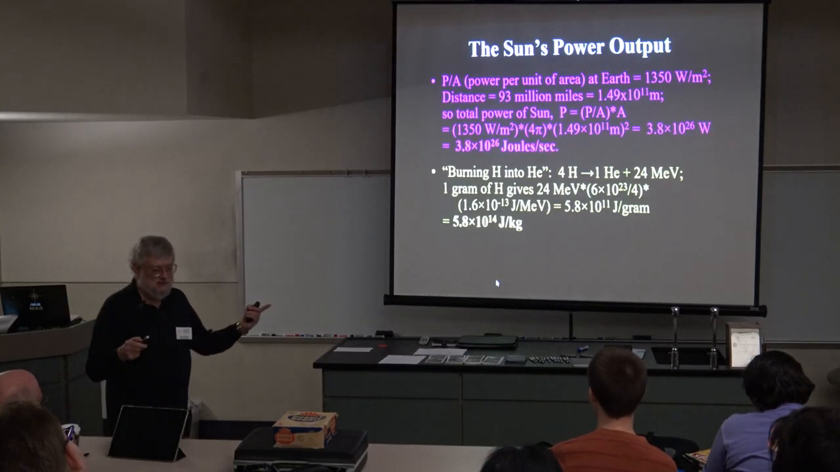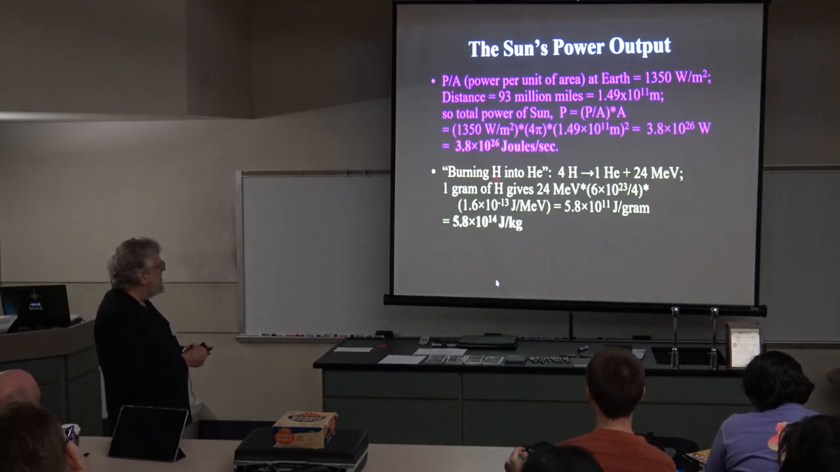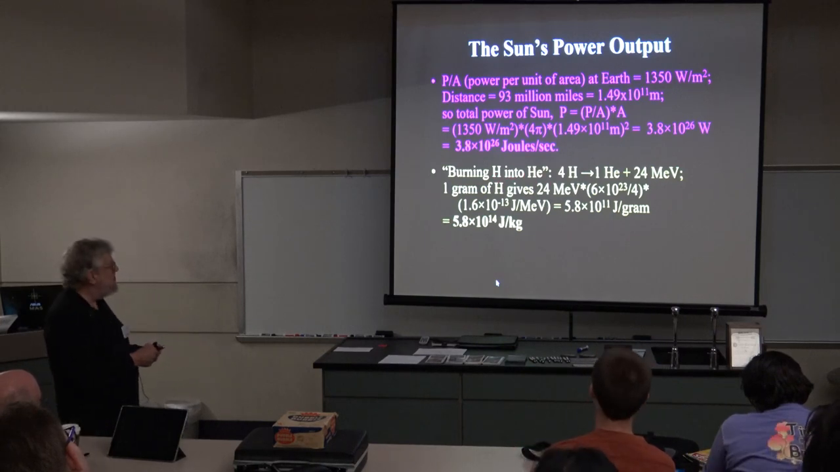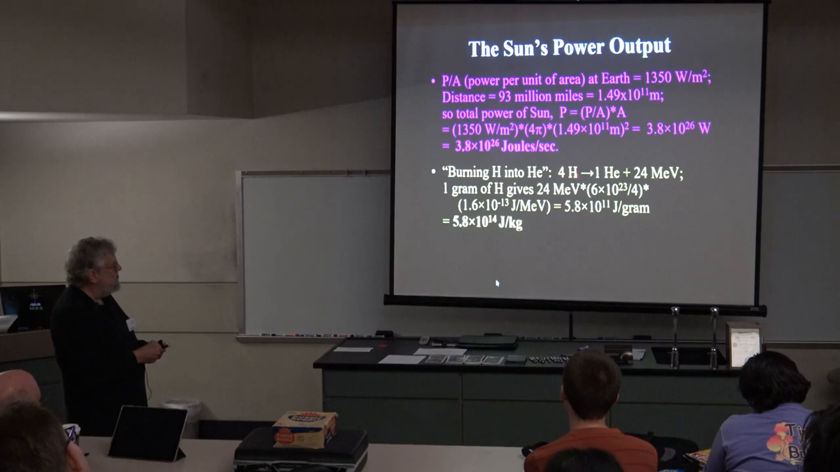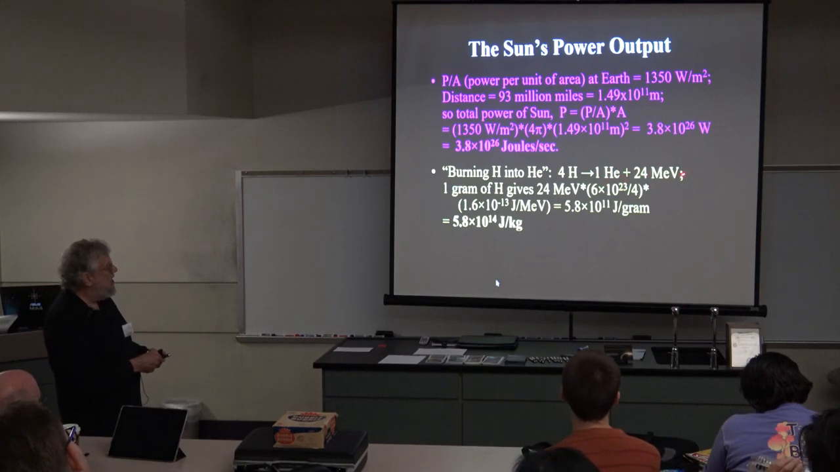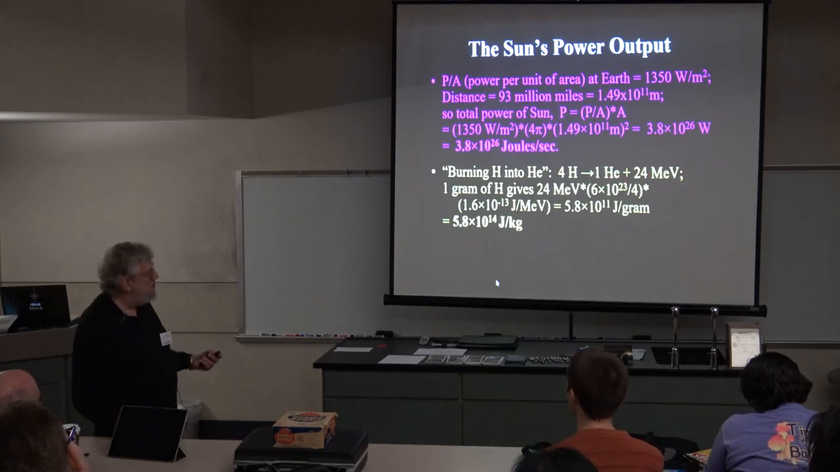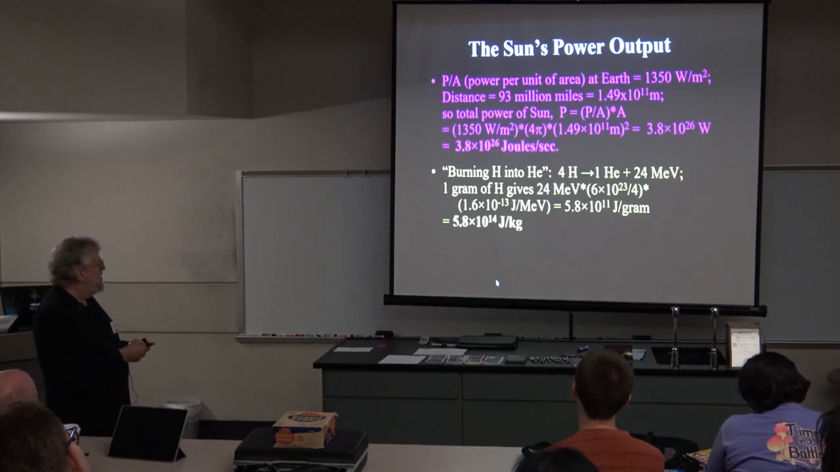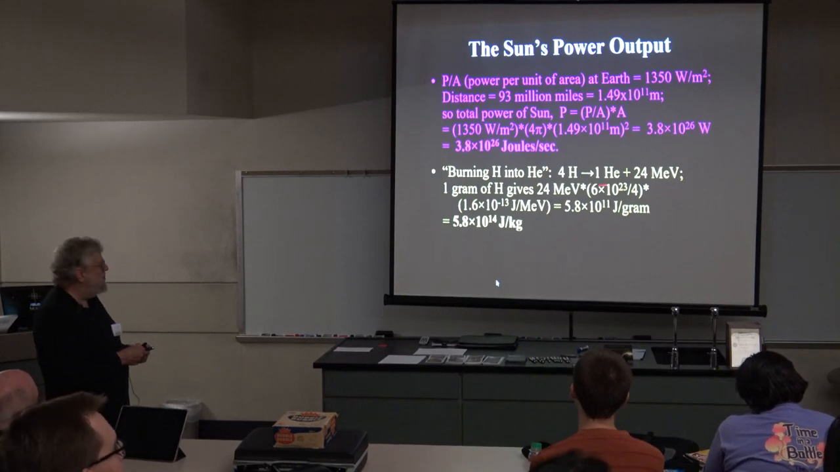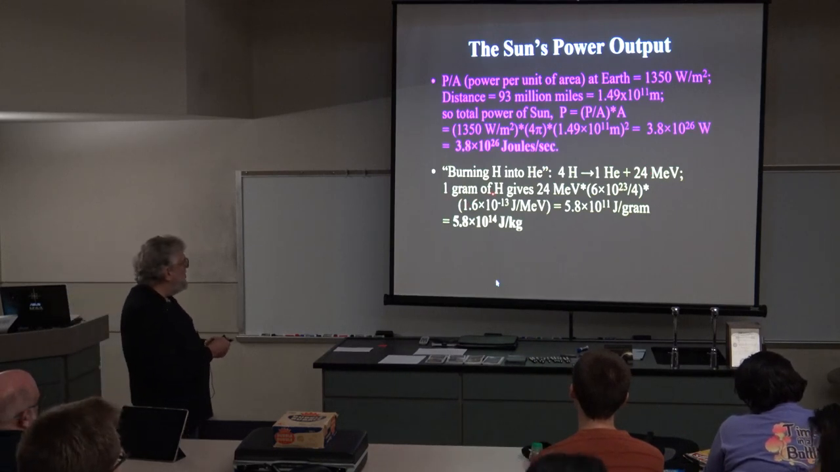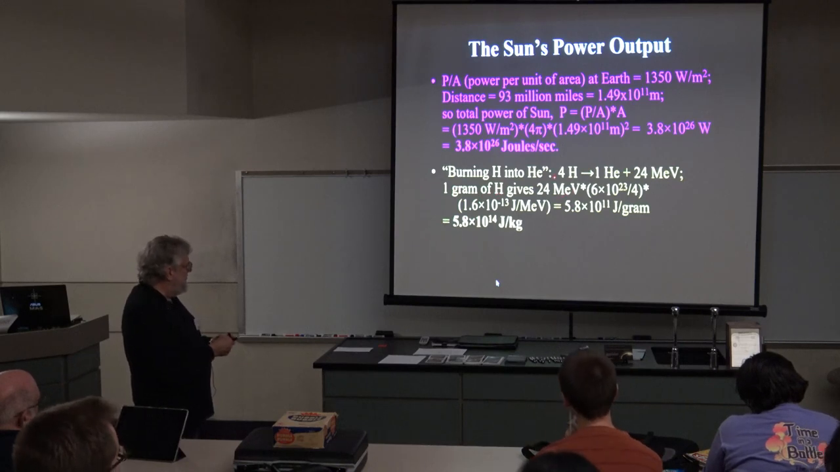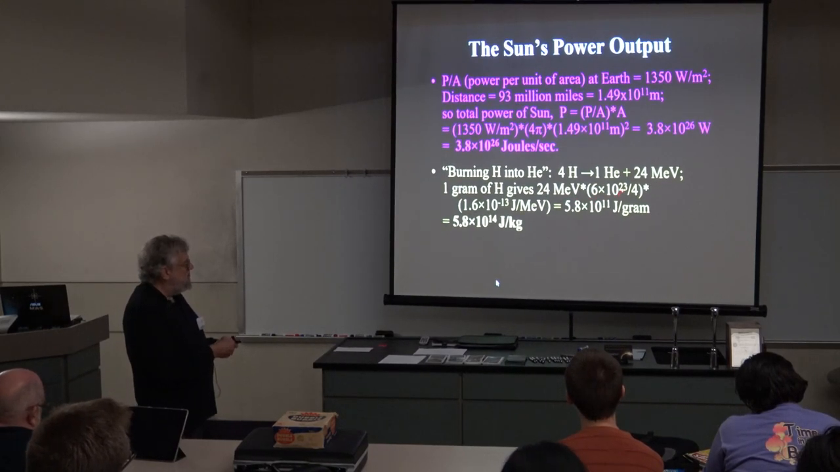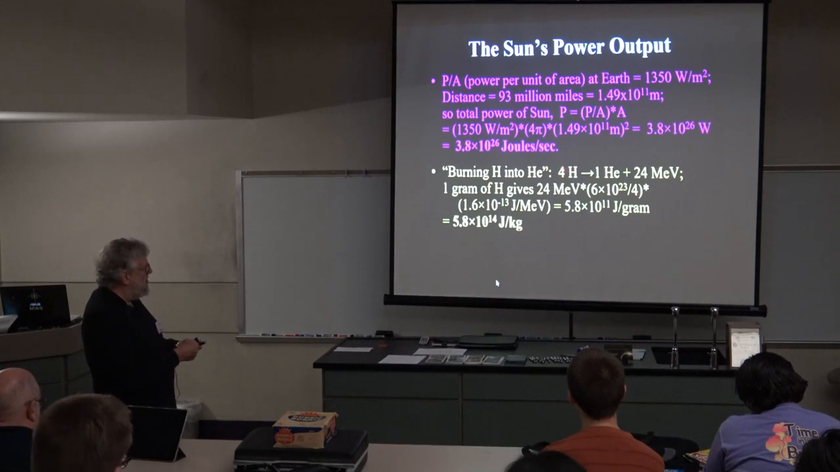Okay, here's the famous overview of the reaction of burning hydrogen into helium, which the main sequence stars do. Four hydrogen atoms, protons, produce one helium nucleus and energy. I decided to put in a different unit here, million electron volts. We could put it in almost any form of energy, but this is one that we do see frequently. If we do this with 1 gram of hydrogen, this gives 24 million electron volts times the number of atoms that are there, divided by four, because we start out with four.